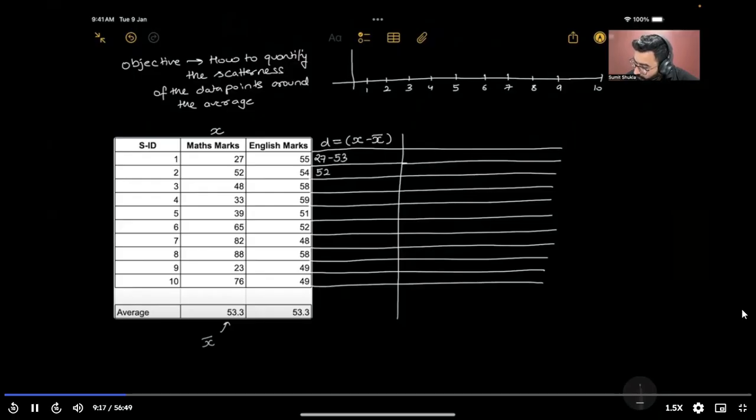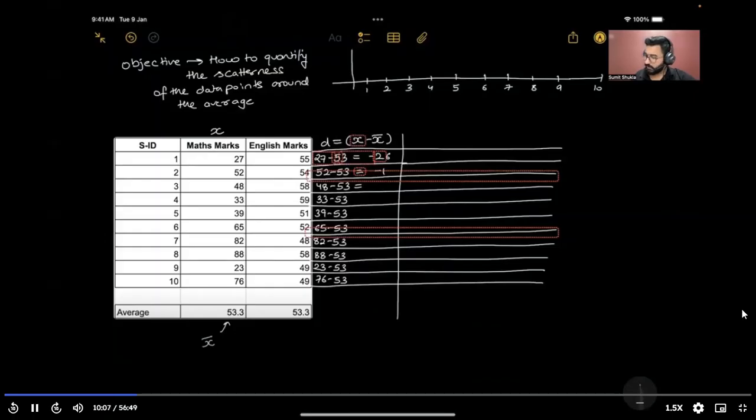Here, 52 minus 53, 48 minus 53, 33 minus 53, 39 minus 53, 65 minus 53, 82 minus 53, 88 minus 53, 23 minus 53, 76 minus 53. So I'll be using my calculator and we'll put all the numbers. 27 minus 53, that's minus 26. 52 minus 53 is minus 1.